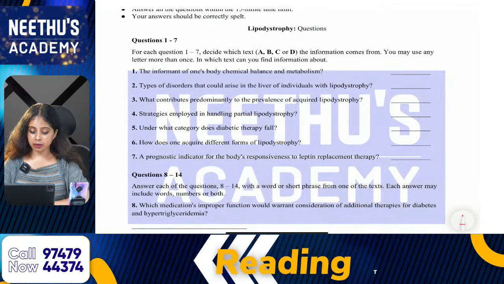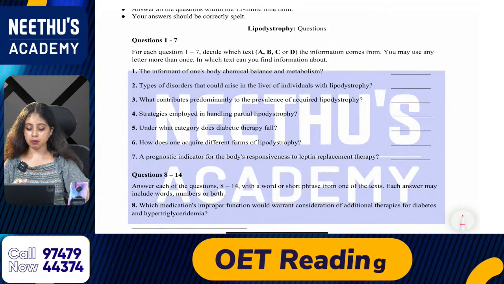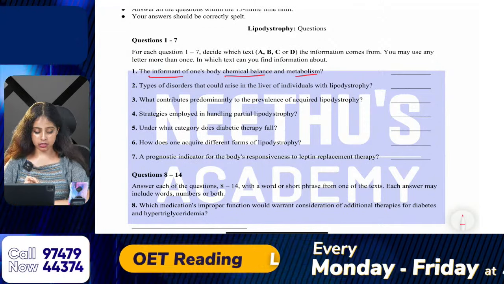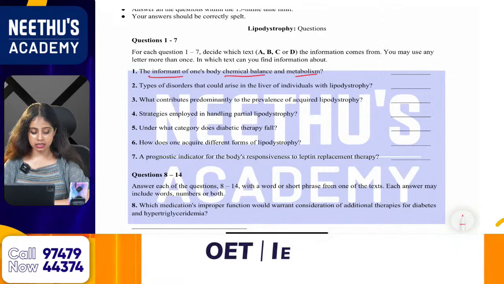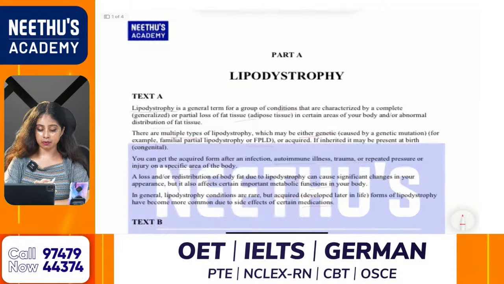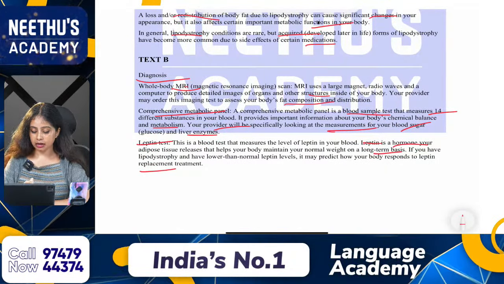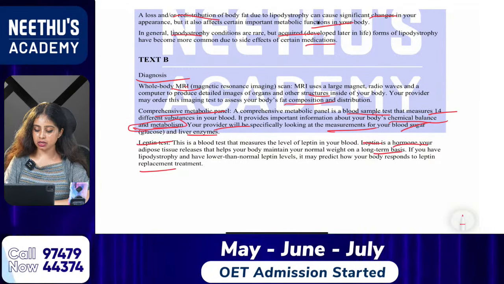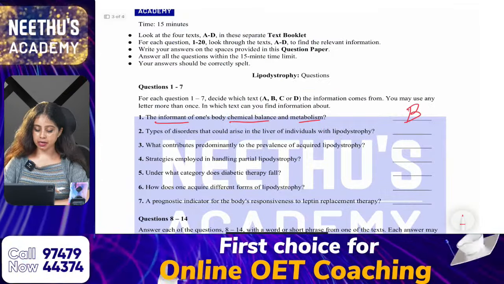The informant of one's body chemical balance and metabolism. So what are the keywords from the question? The informant of one's body chemical balance and metabolism. So where is it mentioned? As we know, chemical balance and metabolism is mentioned from which text? Text B. From text B, the second paragraph, second line, they have mentioned the chemical balance and metabolism. So that is from text B.